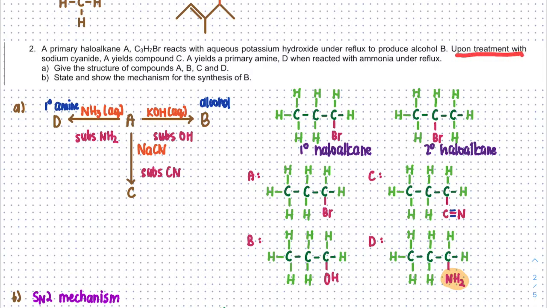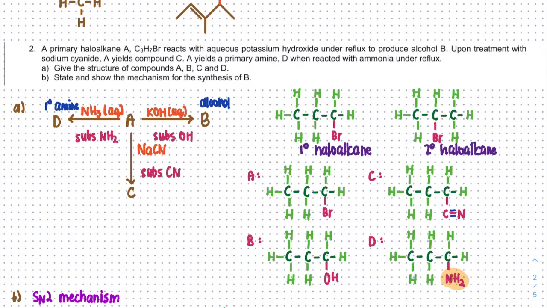Upon treatment with sodium cyanide, NaCN, sodium is Na, cyanide is CN, A will yield compound C. However, A will yield a primary amine, D, when reacted with ammonia under reflux. So when A is reacted with NH3, we will produce a primary amine.